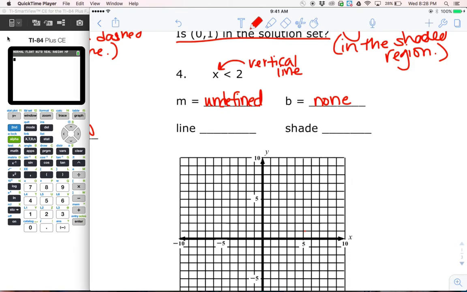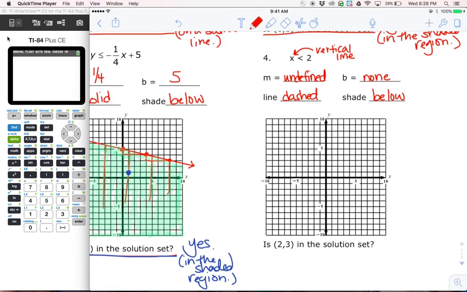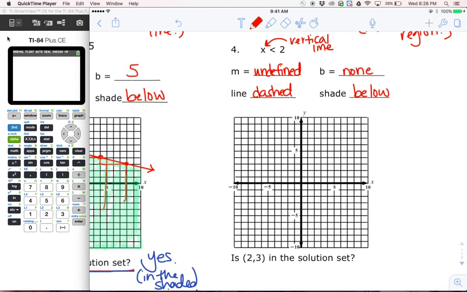We're still looking at the inequality to decide the next part. It's going to be a dashed line, and we're going to shade. Since it's the less than sign, I'm going to write below, but we're going to talk about why this doesn't make perfect sense in this example and how to figure it out. So, vertical line where x equals 2. Well, here's where x equals 2, right? This right here is where my dashed line goes, because on this dashed line, all the x values are 2's.